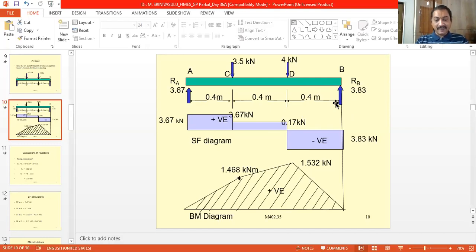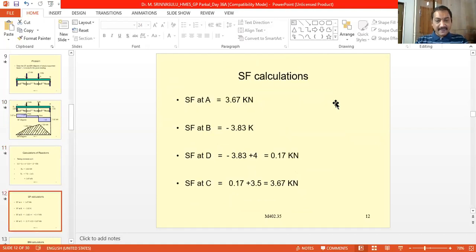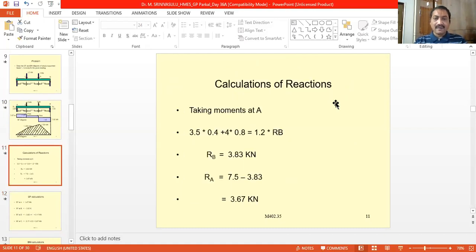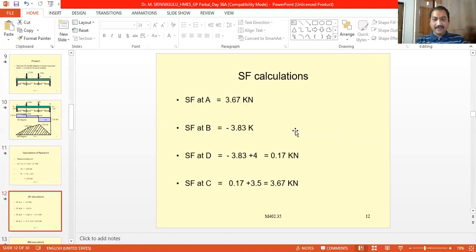Now coming to the SF calculations. The second step is finding out the shear forces. Now the shear force at point A. If we take point A, and now coming to point B, it will come like this from point B. Now the shear force at point B.